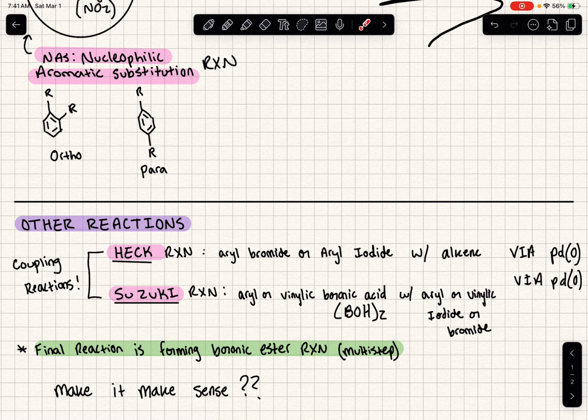For the Suzuki reaction, it's an aryl or vinylic boronic acid, which is just a benzene ring with a B(OH)2 on it. I'll show you examples with an aryl or vinylic iodide or bromide. So if you look at this part right here, iodide or bromide, it's the same thing as this part. The only difference is for the Heck, it uses an alkene, and for the Suzuki, it uses a boronic acid. So just keep that in mind when we move forward to be able to differentiate between the two, because they both use Pd on C.